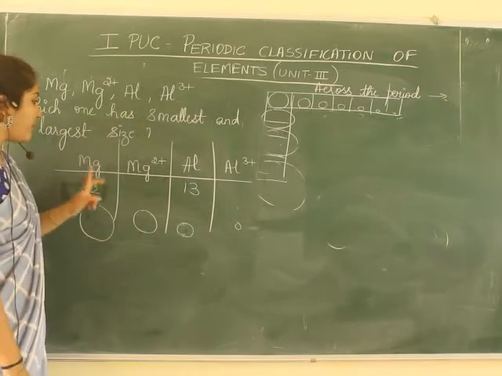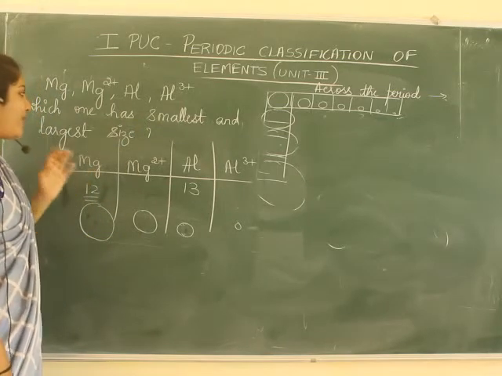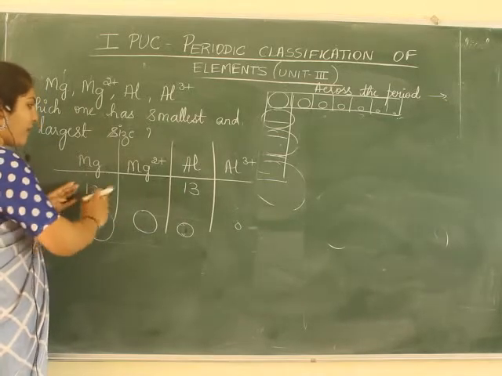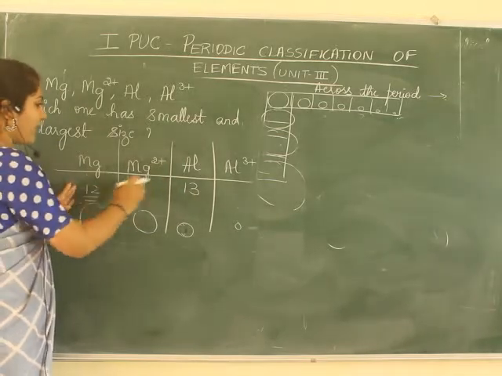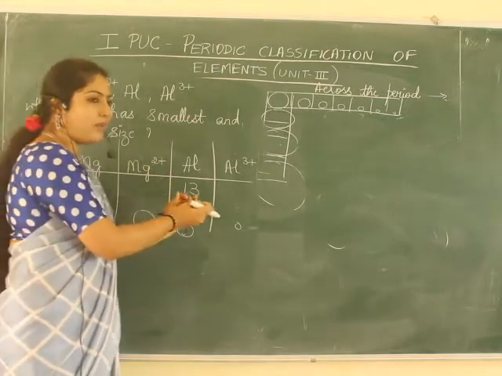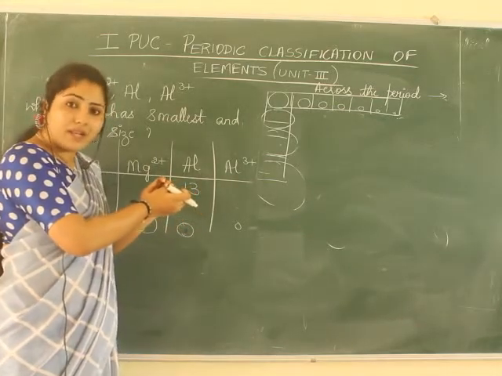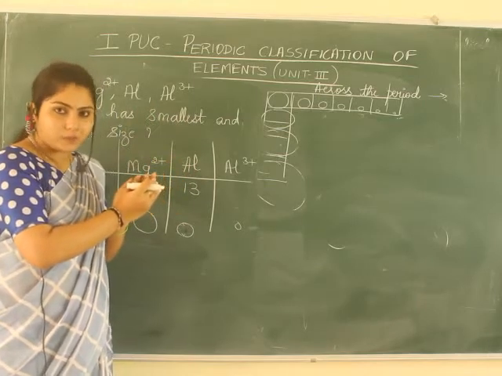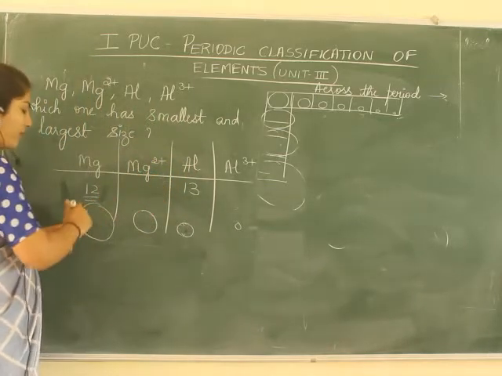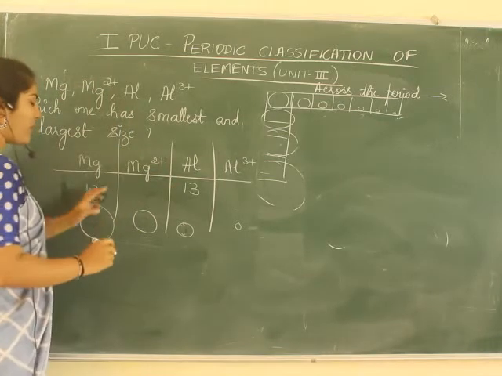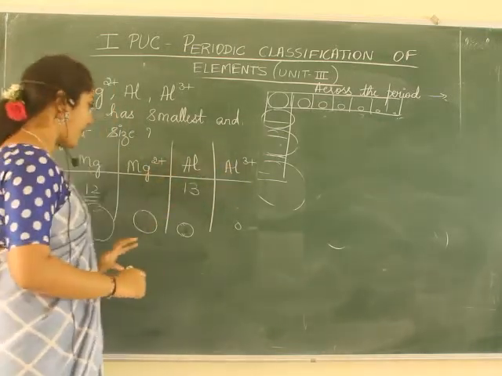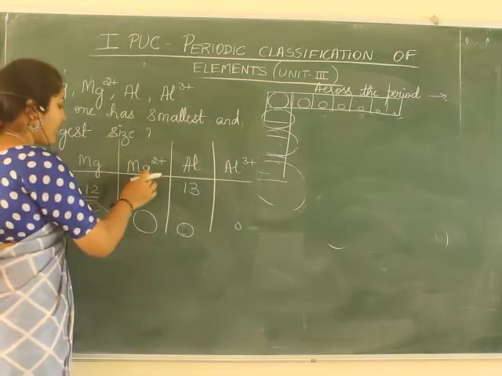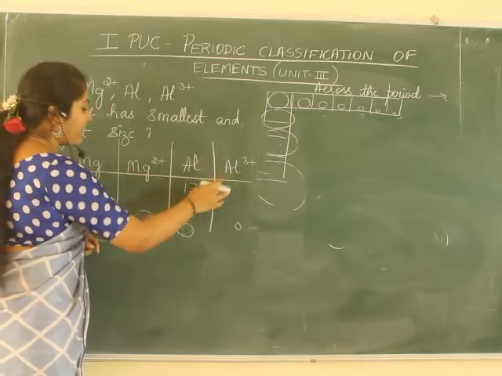Are you getting it? Now you compare which one has the smallest and largest size. Here across the period, if you check among magnesium and aluminium only, then you know aluminium will have smaller size, because the electrons are added to the same shell, the nuclear charge increases and size decreases. So magnesium will be larger. And if you compare Mg2 plus and Al3 plus, again compared to their parent, they will have still smaller size.